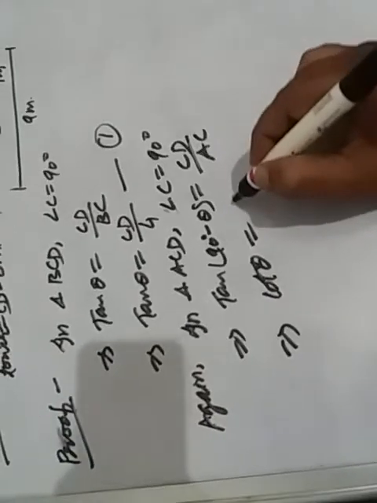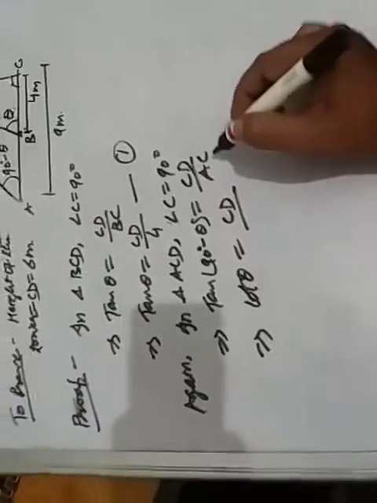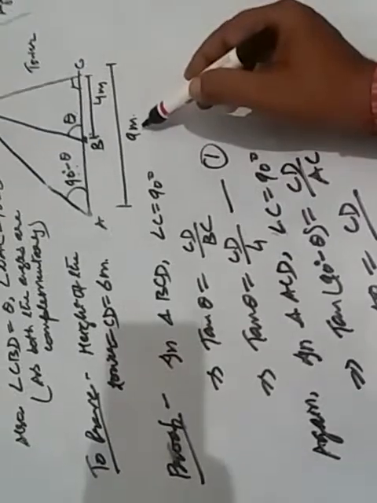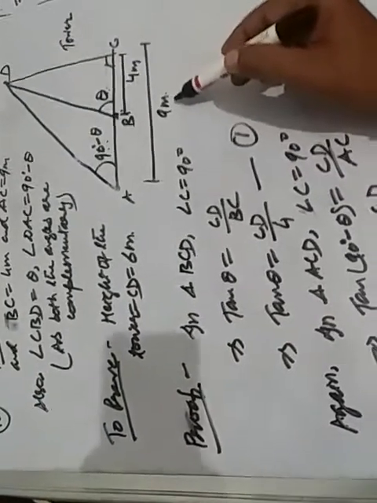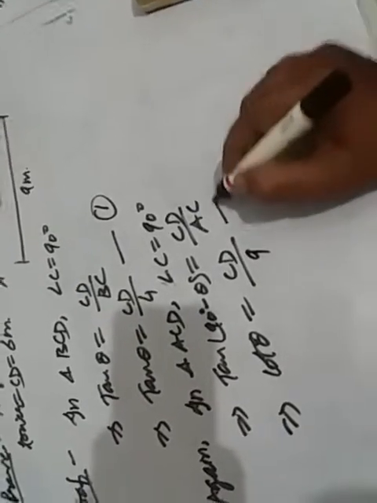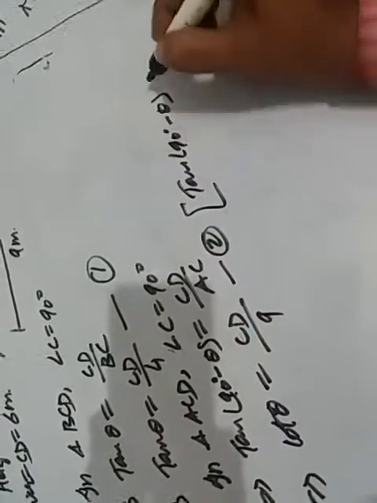Cot theta equal to CD upon AC. AC is given to be 9 meter. Let it be equation number 2, and here you can write down tan 90 degree minus theta equal to cot theta.